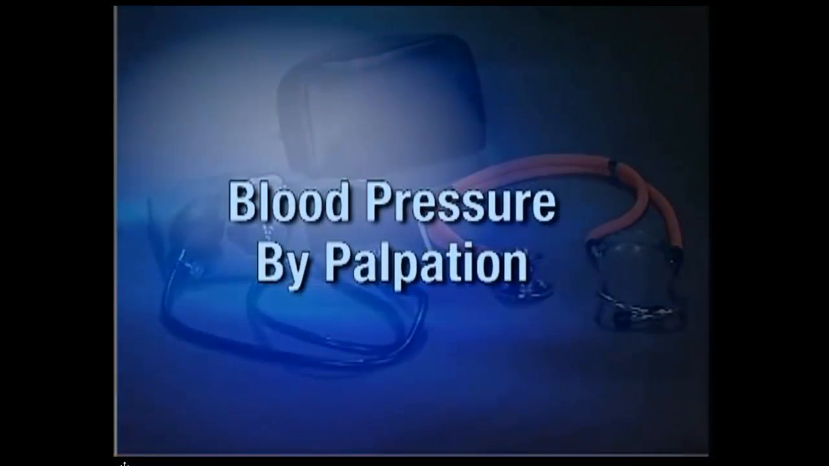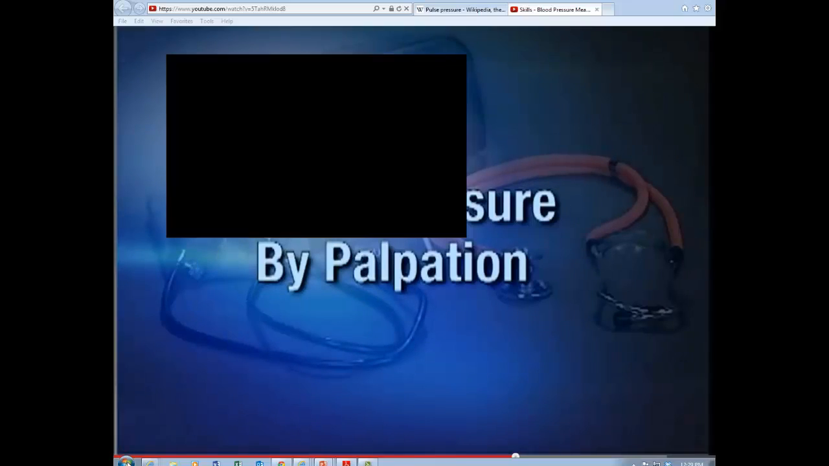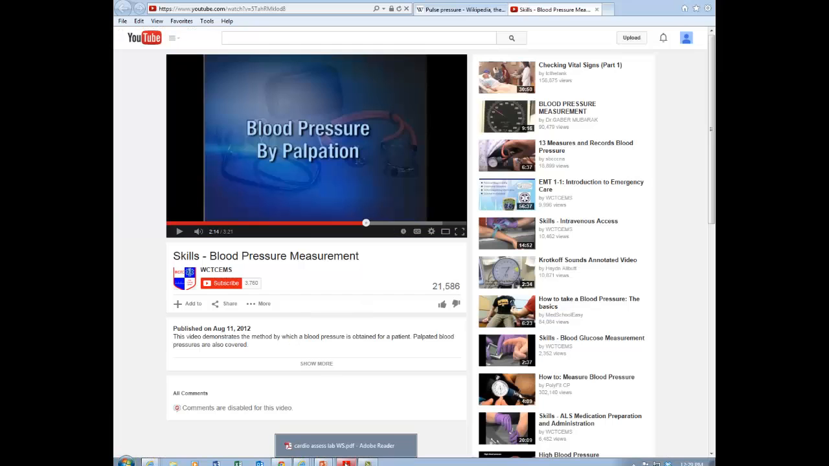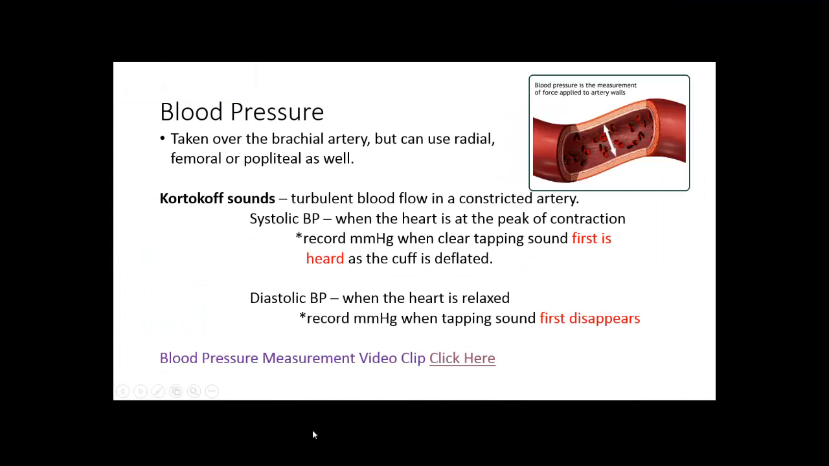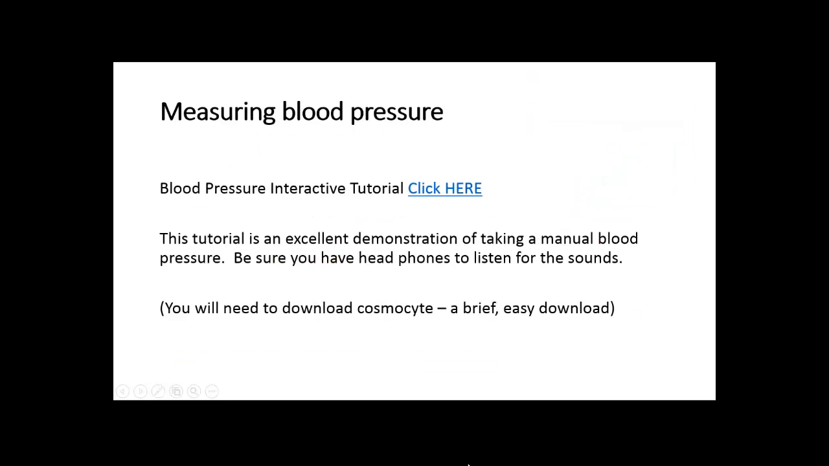So that is a method for checking a blood pressure by listening through the stethoscope. So we'll continue on here. There's a nice interactive tutorial here where we'll actually hear the tapping sound, so you know what this sounds like when you're trying to collect that first systolic pressure. To do that, you need to download this brief download called Cosmocyte. Doesn't take long to do, so I wouldn't be too concerned about that.